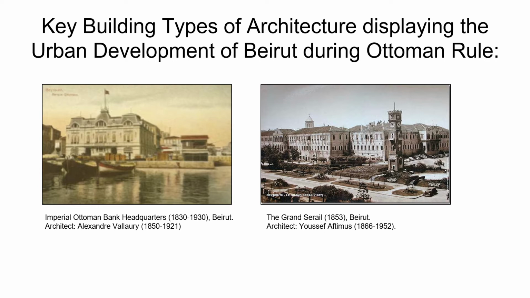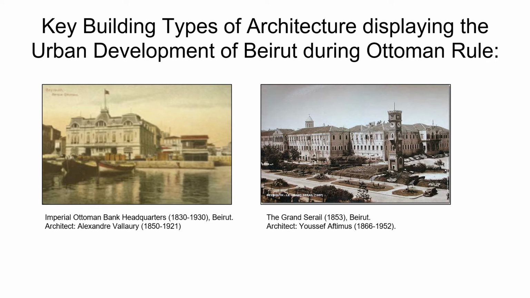On the left you see the Ottoman Bank that was built around 1840 when Beirut became the capital of the Ottoman Empire and needed a central location for the national bank for the empire. The image on the right is the Grand Serial, which was created to house government officials as the city grew and encompassed more elements of a stronger, more developed government in the region.